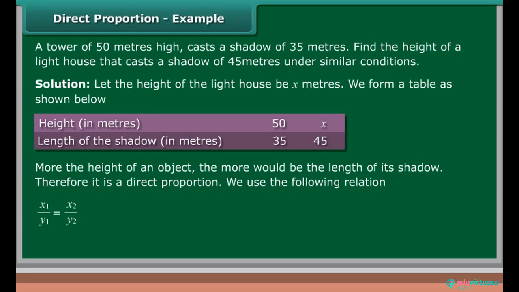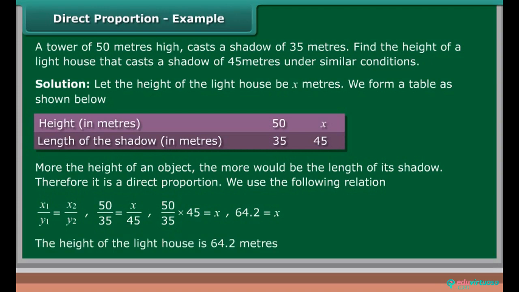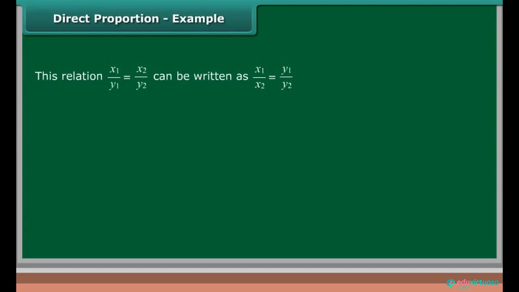x1 upon y1 is equal to x2 upon y2. 50 upon 35 is equal to x upon 45. 50 upon 35 into 45 equals x. 64.2 is equal to x. The height of the lighthouse is 64.2 meters. Or this relation x1 upon y1 is equal to x2 upon y2 can be written as x1 upon x2 is equal to y1 upon y2. x1 is to x2 is equal to y1 is to y2. 50 is to x2 is equal to 35 is to 45. x2 is equal to 50 into 45 upon 35, which is equal to 64.2 meters.